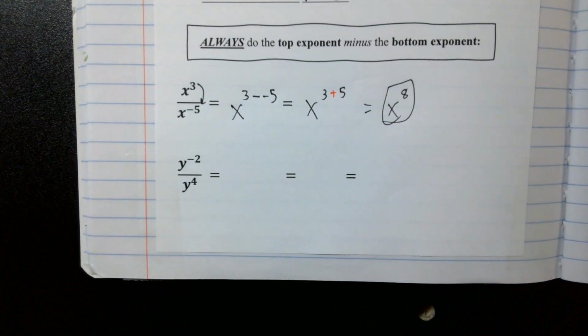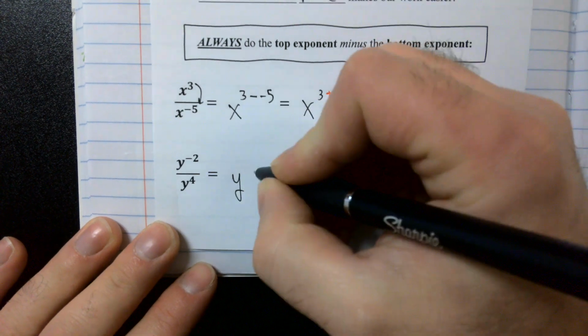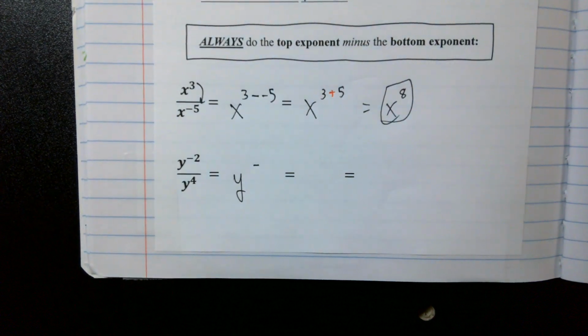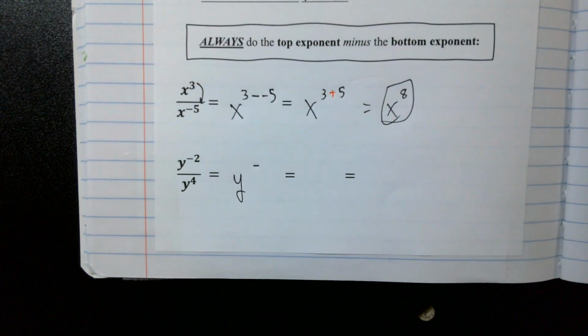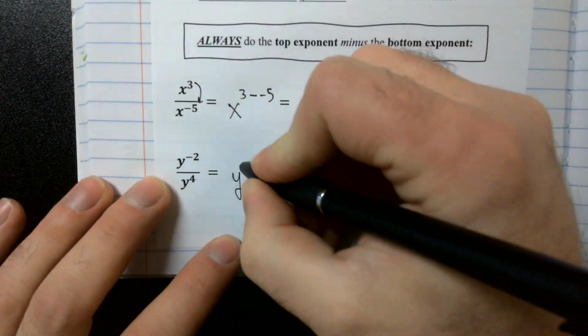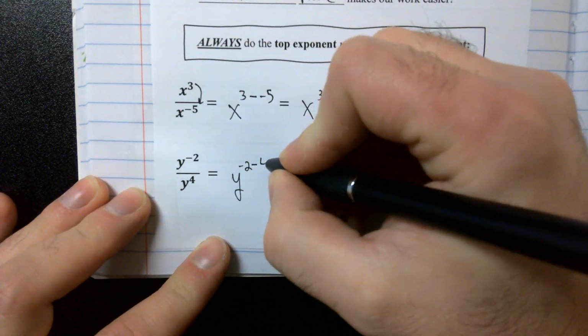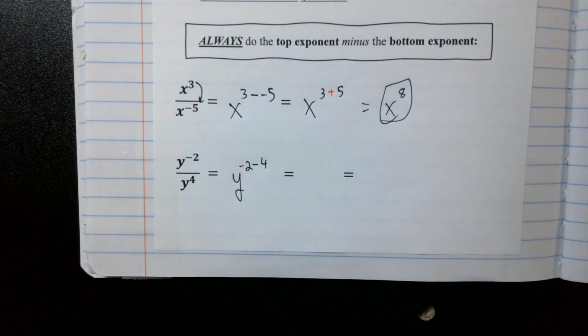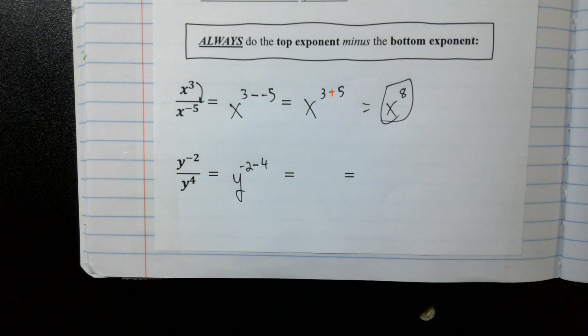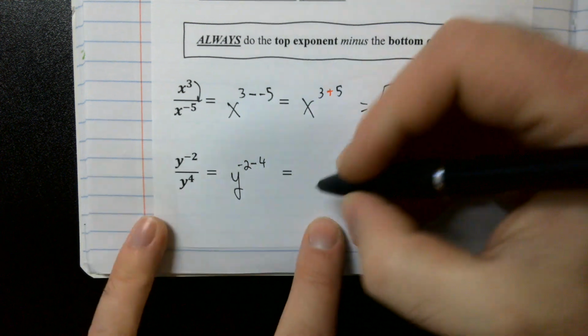What about down here? I keep y the same. I know I'm going to subtract. What number is going to go first? Negative 2. Good catch. Negative 2 minus what? 4. Negative 2 minus 4. What is negative 2 minus 4? Negative 6. Thank you.